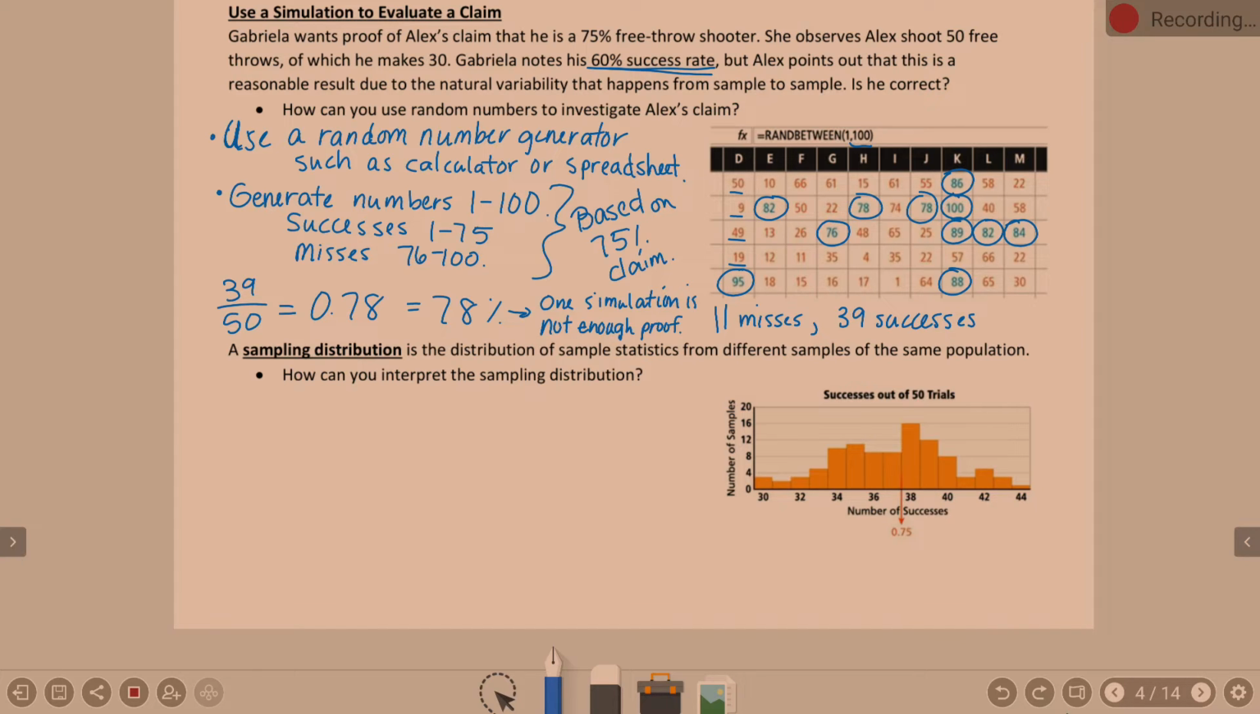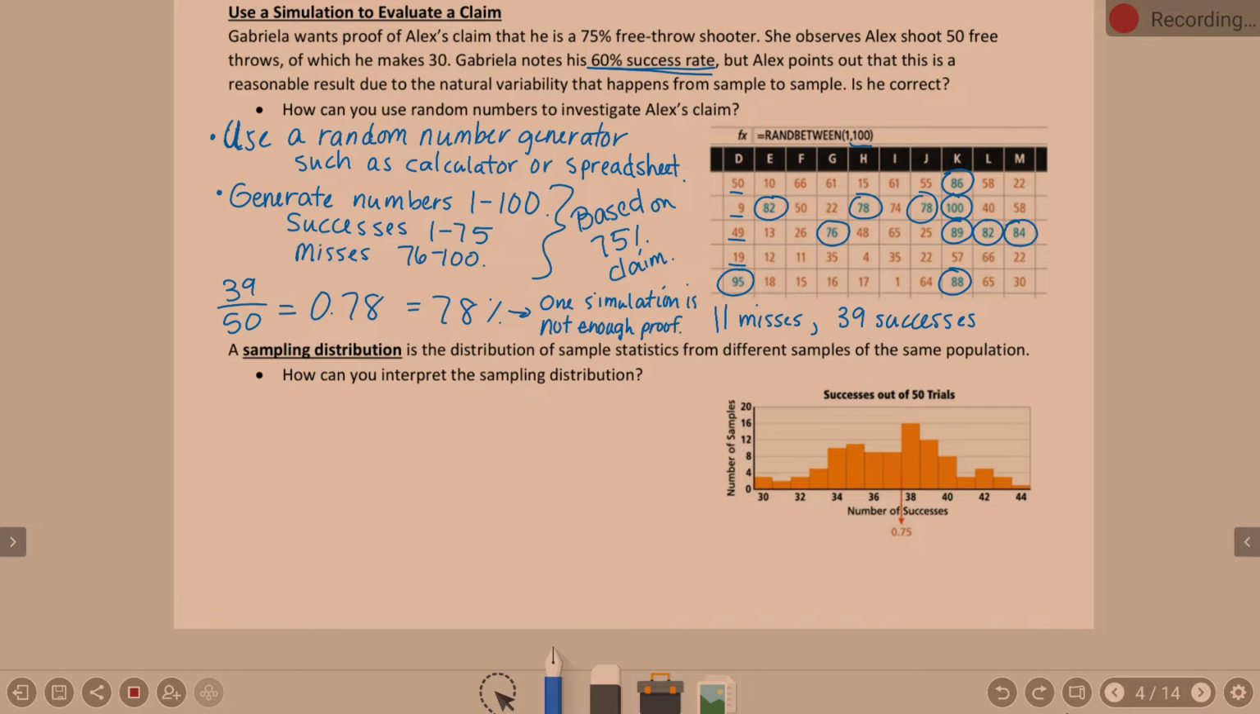And so we looked at one option here. We talked about using random numbers to investigate Alex's claim. I mentioned that you can use a calculator to do that. You can use a spreadsheet to do that. I can show you how to do that sometime if we get a chance. I don't think you have to be able to do that for homework, so it's not something where you have to be able to randomly generate the numbers, but we can look at that.